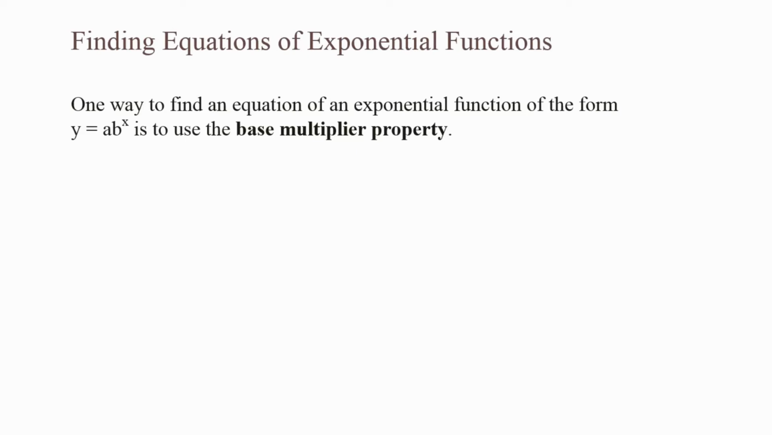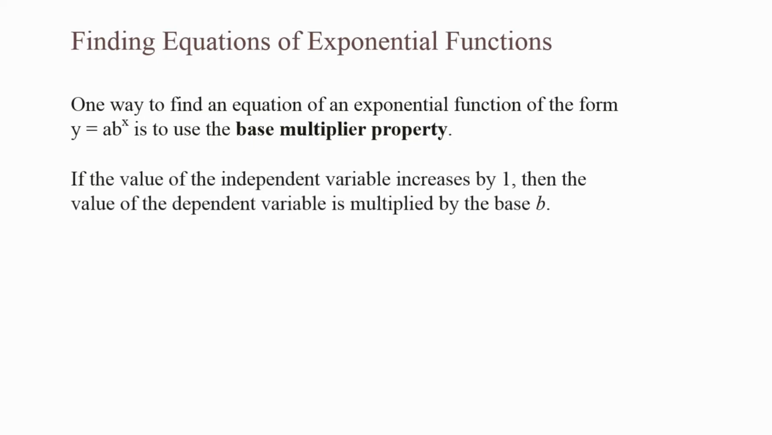Finding equations of exponential functions. One way to find an equation of an exponential function of the form y equals a b to the x is to use the base multiplier property. If the value of the independent variable increases by 1, then the value of the dependent variable is multiplied by the base b.